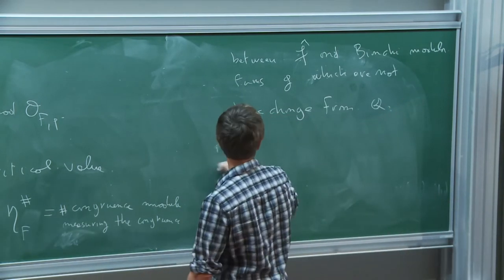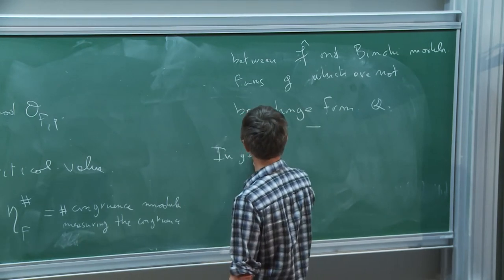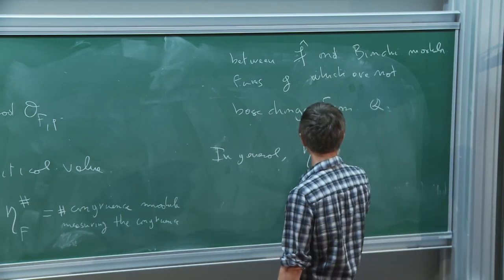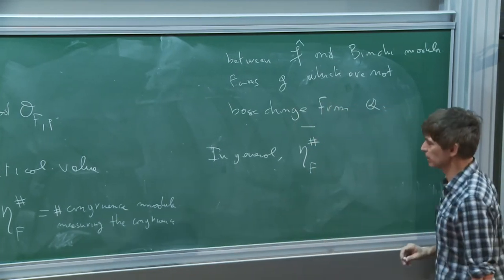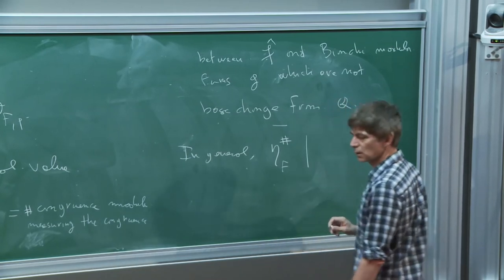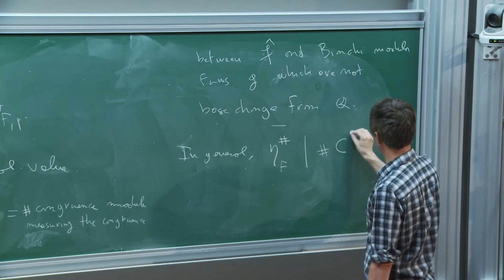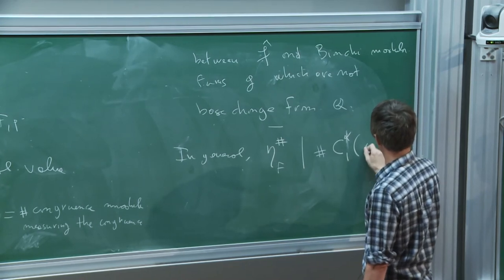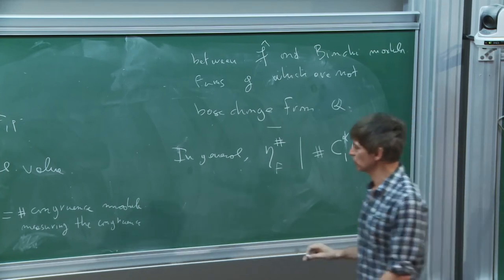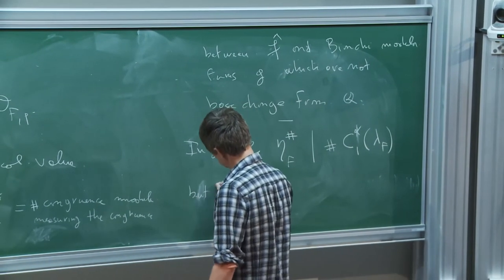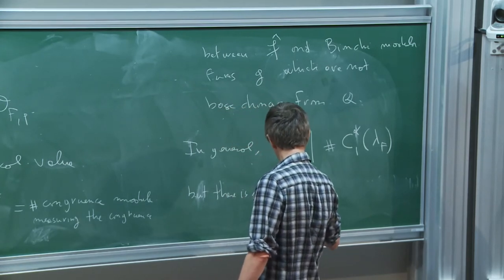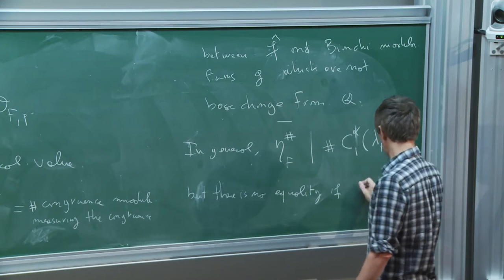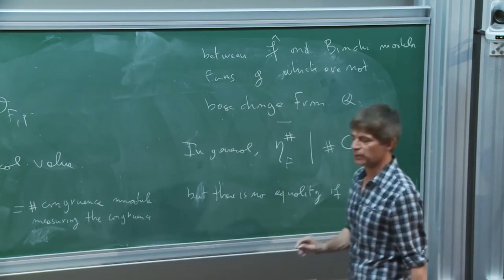So in general, this number divides the cardinality of C1 alpha of lambda f, but there is no equality if T_F is not a complete intersection.